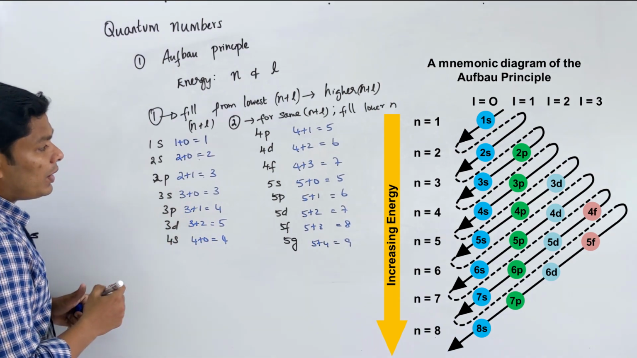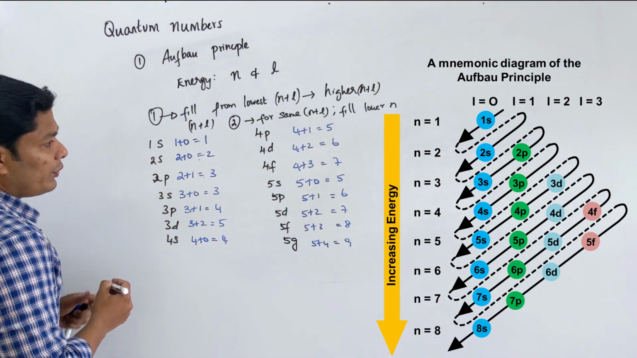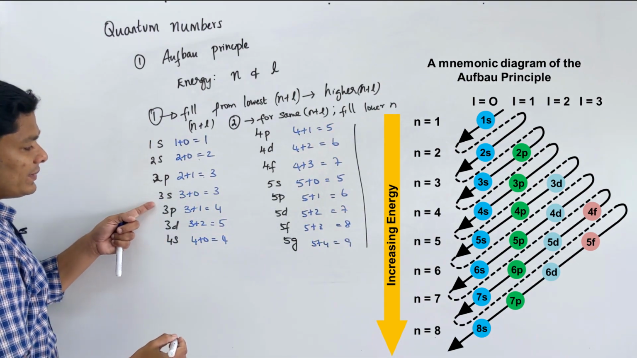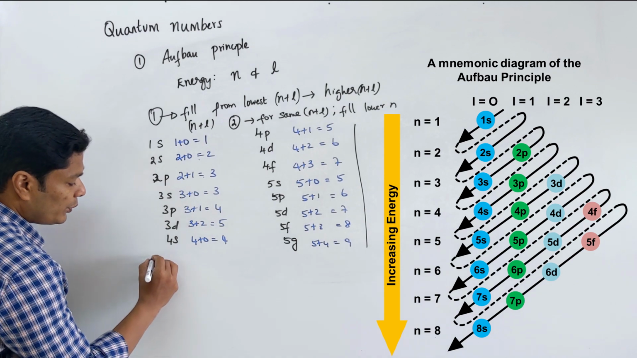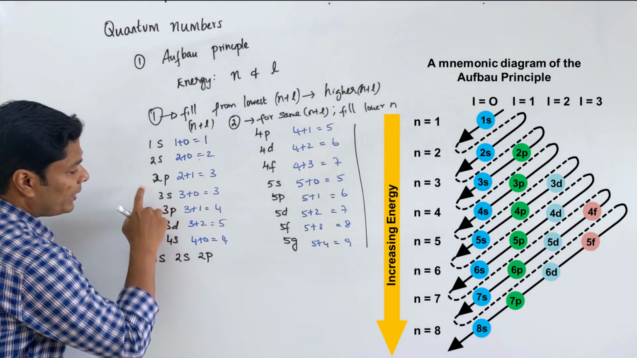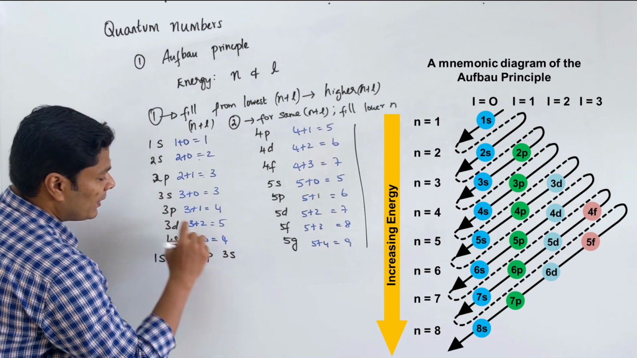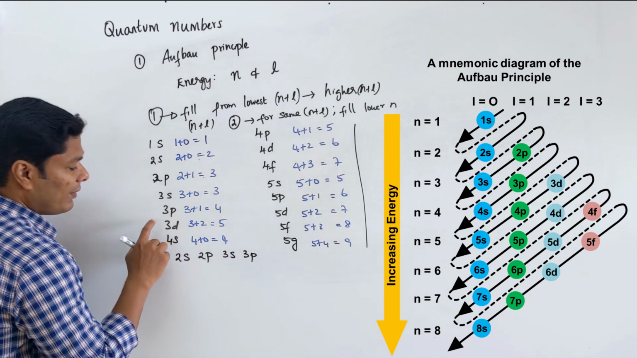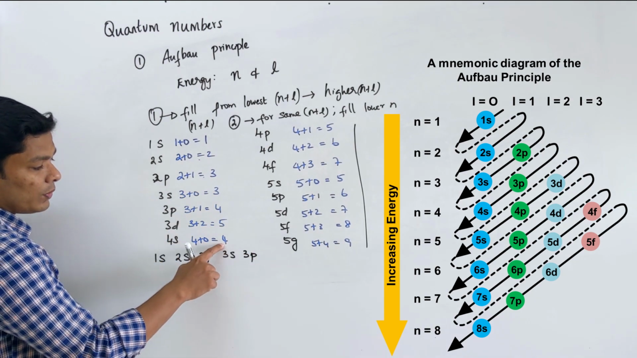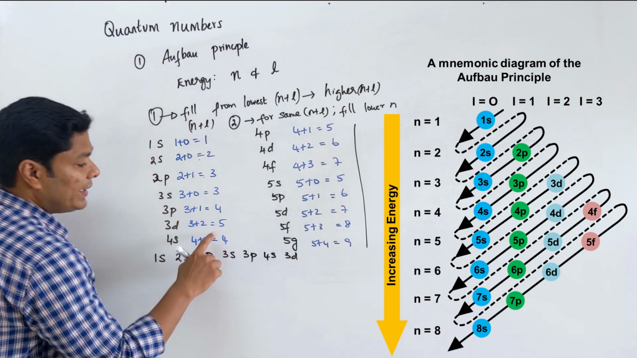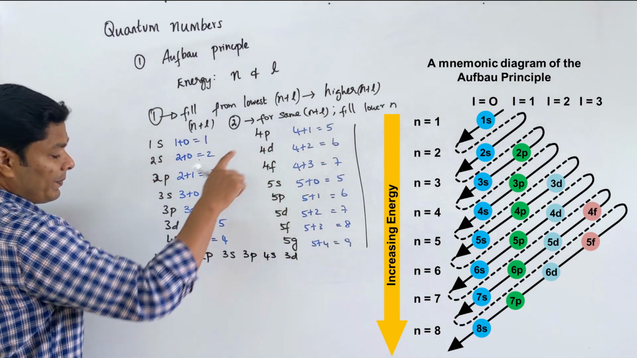Okay. So now I know that the order in which I am going to fill is very simple. 1s, 2s, 2p, 3s, fine. Then 3p. Then I have 3d or 4s. 4 is smaller than 5, so 4s comes first, then 3d. I am at 5.